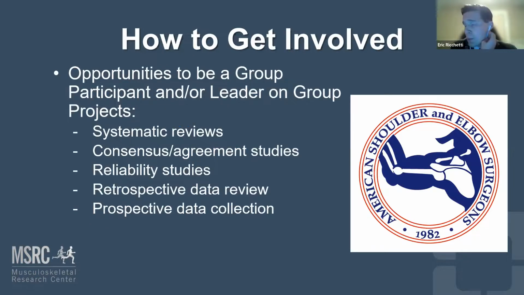And, similar to what Carolyn highlighted, what do you need to do to be involved in these groups? If you look across all the different groups, there are different ways to be a participant and even a leader in looking at different research questions. All of these groups have tried to look at different aspects of research design, including performing systematic reviews, different consensus and agreement studies, reliability studies. Andy highlighted the work he's done on looking at retrospective data review, and then the ultimate level is to move to prospective multi-center data collection.